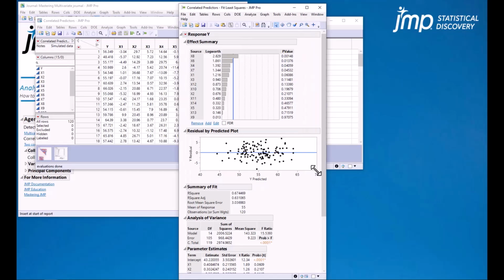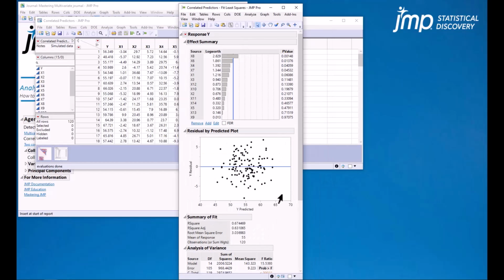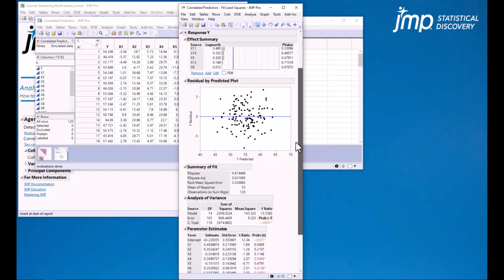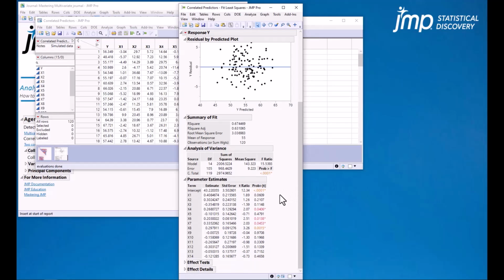And I'm going to make it square. Looks beautiful, doesn't it? This is a great looking model. But is there any variance inflation that is happening because of those correlated predictors? And in fact, how much inflation is there?